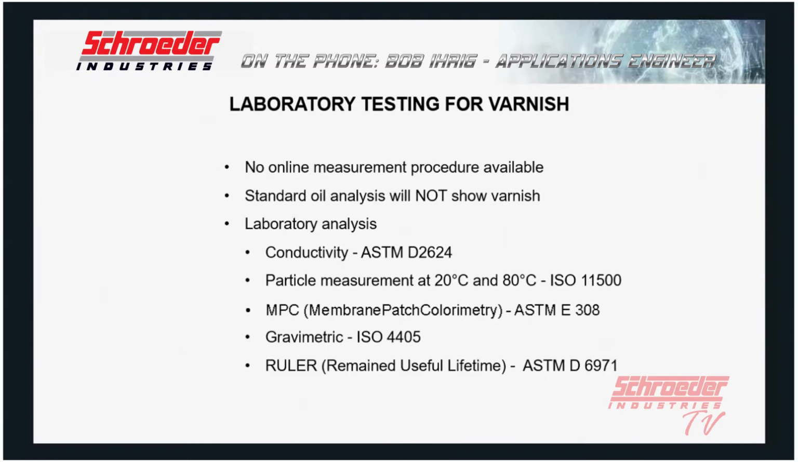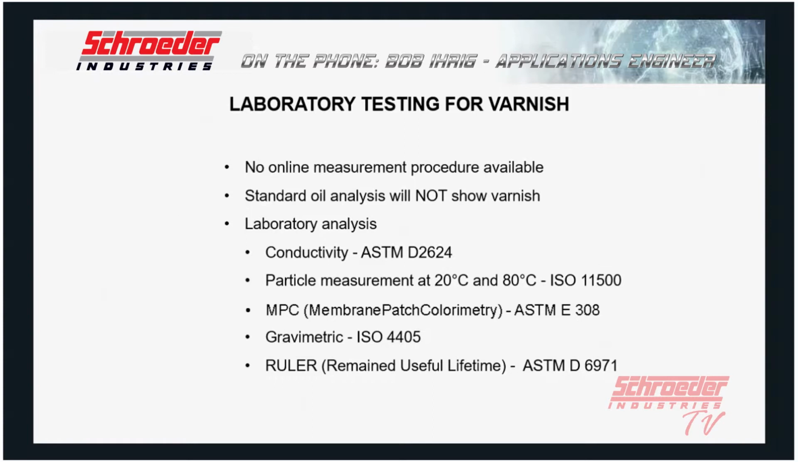Since it's so small, we can't really see it if we were to take a sample and hold it up to light. You really can't determine if you have varnish with the naked eye. So there are some ways to go about it. As you can see here, these methods include testing for conductivity, testing the particulate contamination measurement at 20 degrees Celsius and 80 degrees Celsius, as well as membrane patch colorimetry, and I apologize if I botched that word. It doesn't roll off my tongue quite well, so we'll call it MPC, as well as the gravimetric test and the RULER test, or the remaining useful lifetime test.